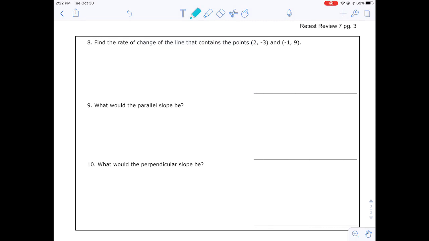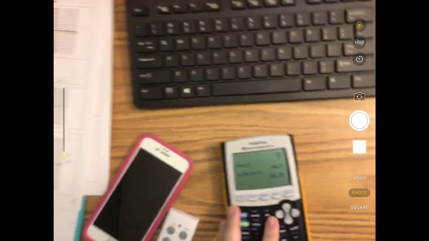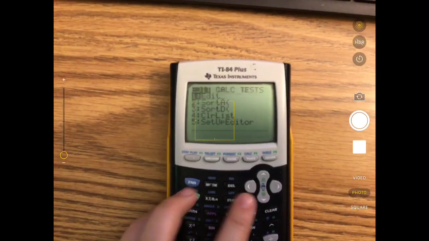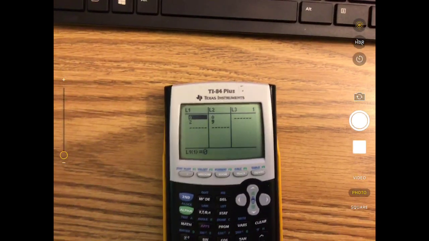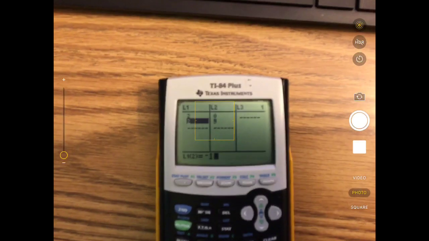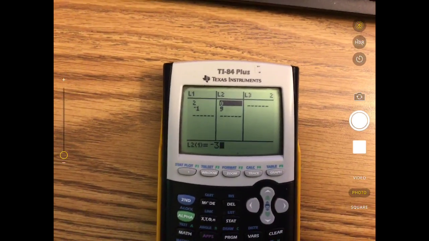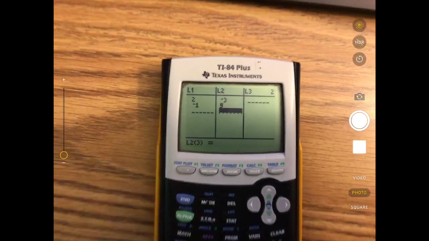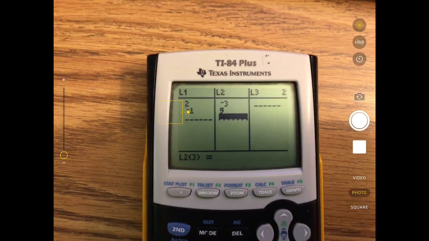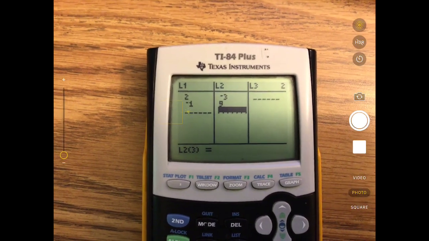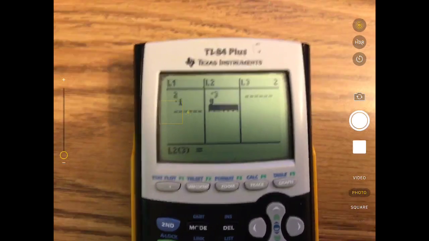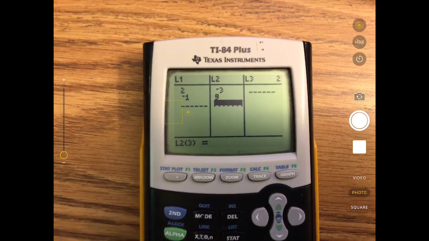Problem 8 asked me to find the rate of change between these 2 points. So I'm going to go back to my calculator. To find the rate of change, I'm going to click Stat Edit. I'm going to type in the 2 points exactly like I see them. So I'm typing my 2 points, 2, -3, and -1, 9. Make sure they are right across from each other, just like you see them on the paper.